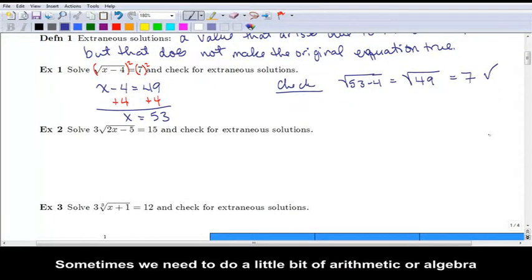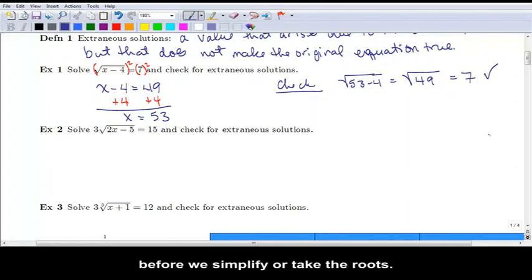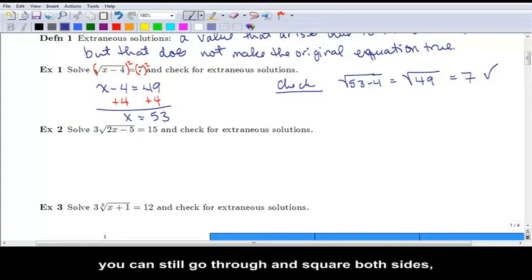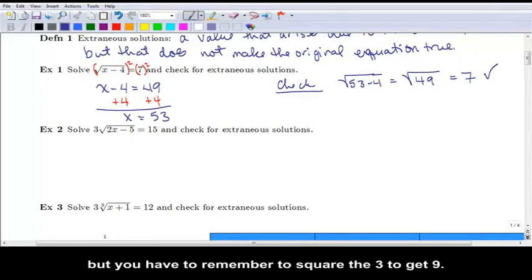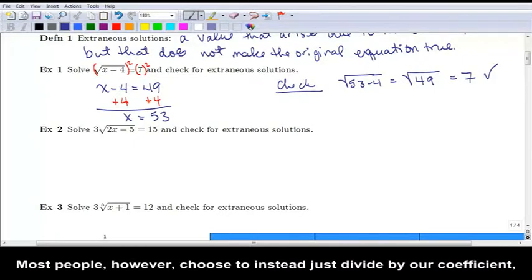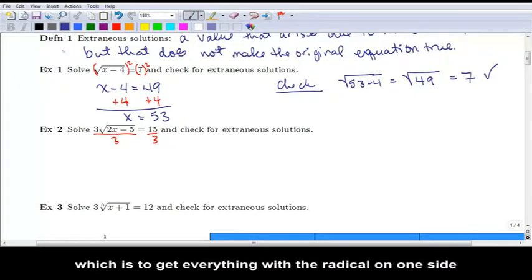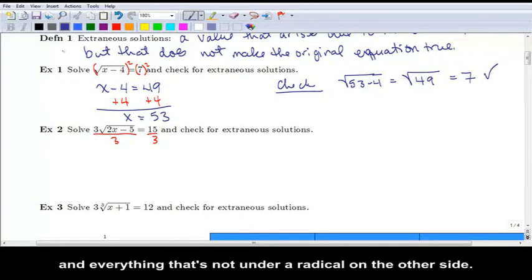Sometimes we need to do a little bit of arithmetic or algebra before we simplify or take the roots. In this case, if you have a number outside the radical, you can still go through and square both sides, but you have to remember to square the 3 to get 9. Most people, however, choose to instead just divide by our coefficient like we would in algebra. And essentially we're still doing step 1 here, which is to get everything with the radical on one side and everything that's not under a radical on the other side.